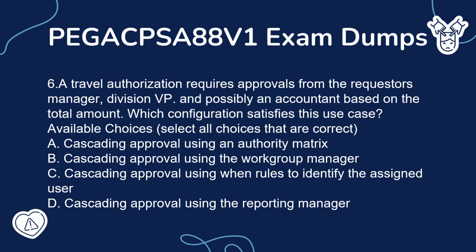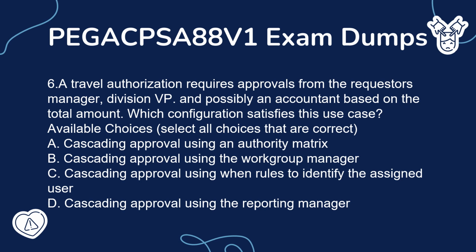6. A travel authorization requires approvals from the requestor's manager, division VP, and possibly an accountant based on the total amount. Which configuration satisfies this use case? Available choices. Select all choices that are correct.